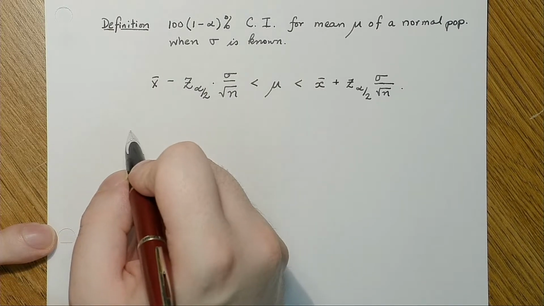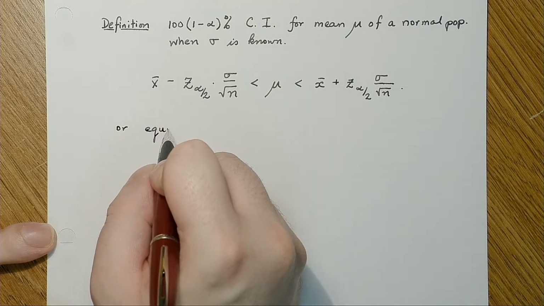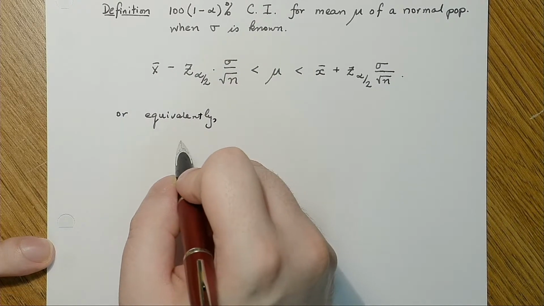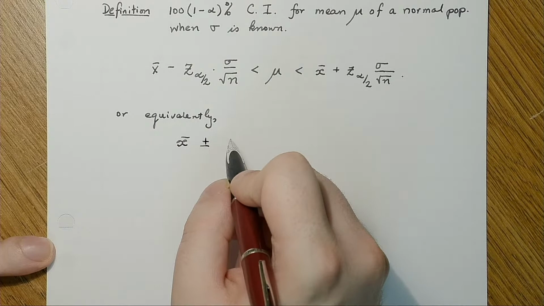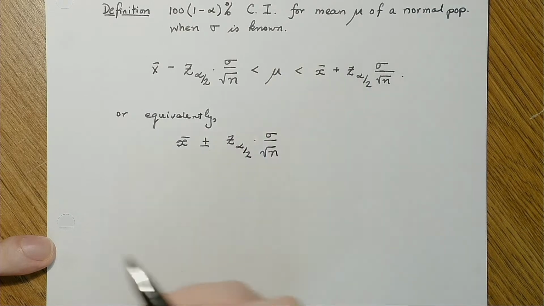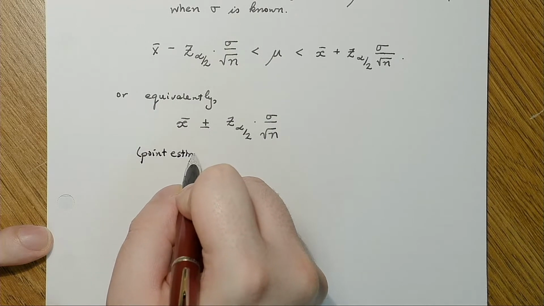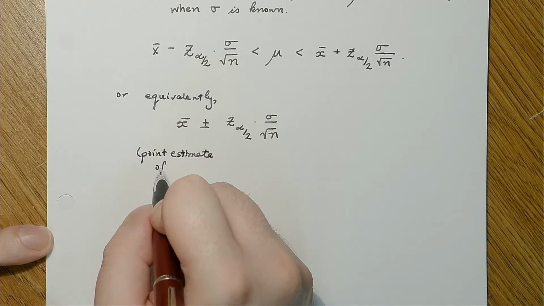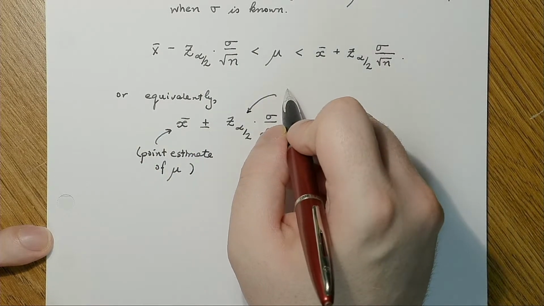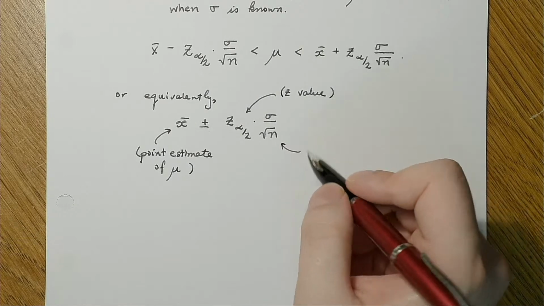You can also express this in words, or equivalently, you can have x bar plus or minus z alpha over 2 times sigma over square root of n. And what you can think of that as is the point estimate of mu here. Then over here is the z value. And then here is what we referred to as the standard error.